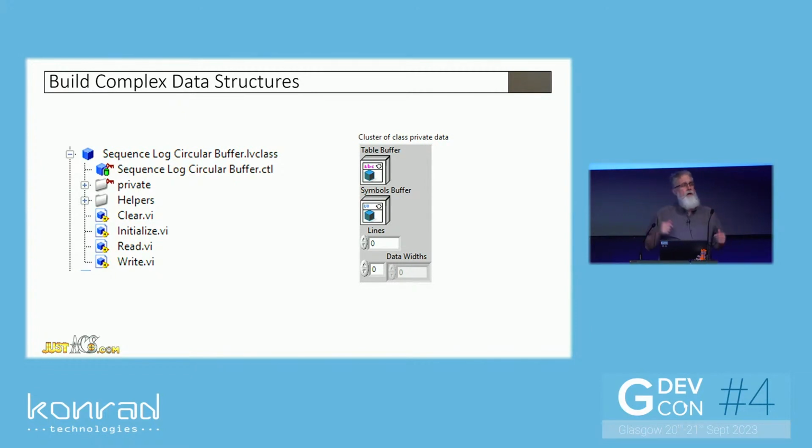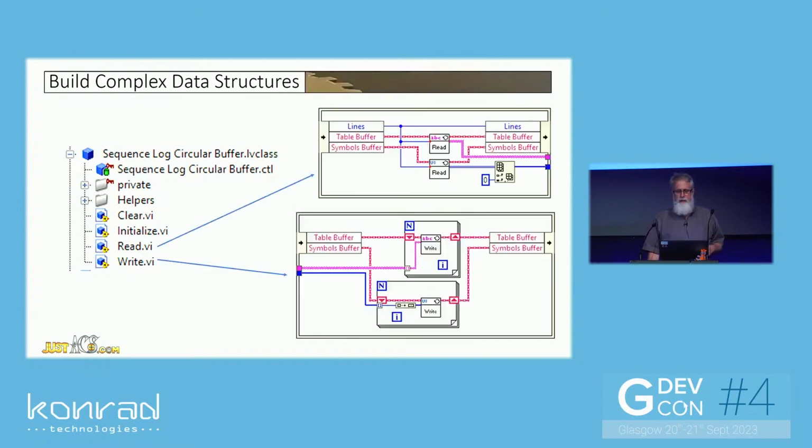So I made him a string buffer of 2D array of strings, fixed size, and I made it out of a table buffer, and there's a symbols buffer because it went into a multi-column list box with checkboxes in the front and stuff. That's actually a couple of different circular buffers put together into something more complex, right? So here's that sequence log circular buffer.